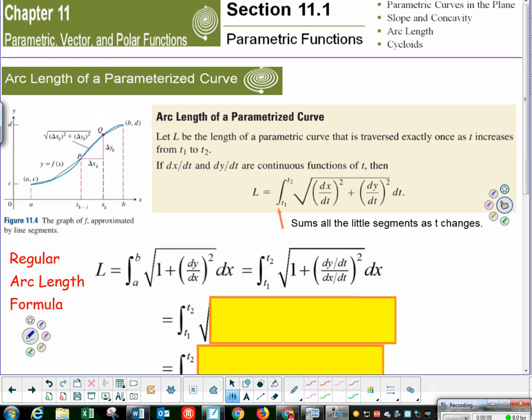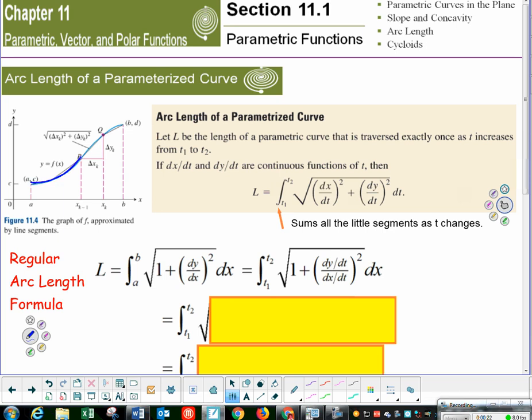Looking at day 2 of section 11.1, which deals with parametric functions. Hey, we're going to focus on the arc length today. And first, let's just define how to calculate the arc length of a parameterized curve.